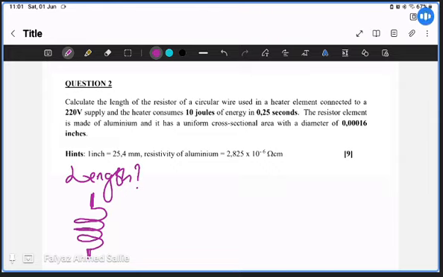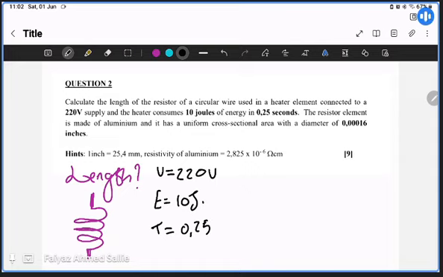So let's write what is given to us. We have a voltage of 220 volts. We have energy of 10 joules. We have time of 0.25 seconds. We have a diameter of 0.0016 inches.